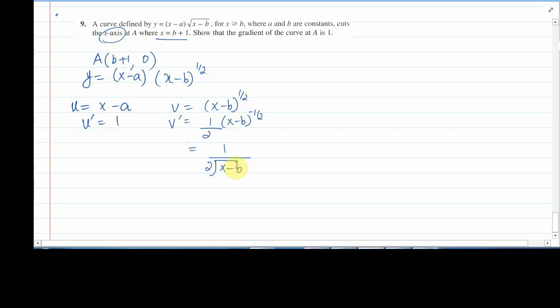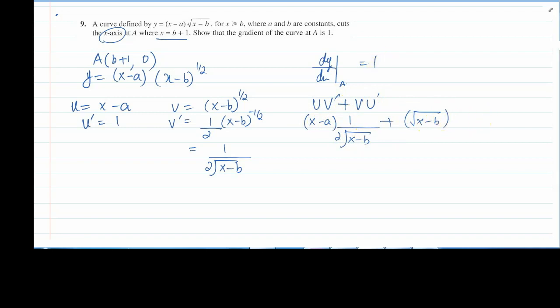Alright. Now it says that dy by dx at point A must be equal to 1. So let's suppose the dy by dx we have is u derivative of v plus v derivative of u. So u is what? U is x minus a, derivative of v is what? 1 divided by 2 under root (x minus b), plus v is what? V is under root (x minus b), and derivative of u is 1. This whole expression should be equal to 1 when we insert the point A.